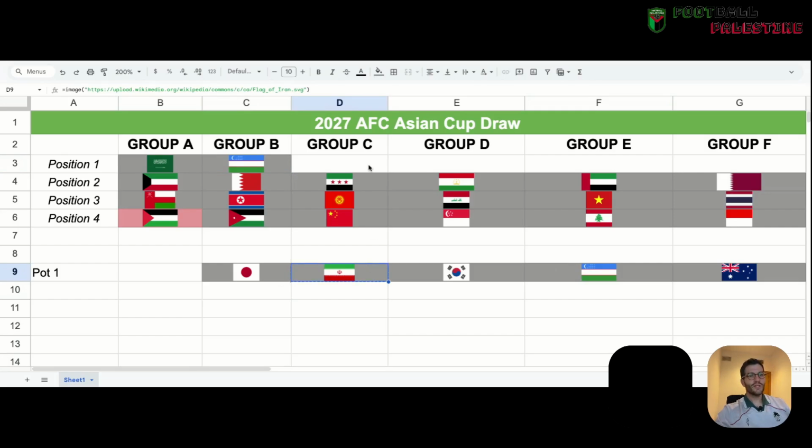Okay, Iran into an interesting looking Group C. I mean, these are all interesting looking groups with the exception of ours, which is just not cosmopolitan whatsoever. But Iran, Syria, Kyrgyzstan, China. First game up for Iran against China. First game up for Jordan, by the way, against Uzbekistan. In Group C together with Syria, Kyrgyz Republic, and China PR.